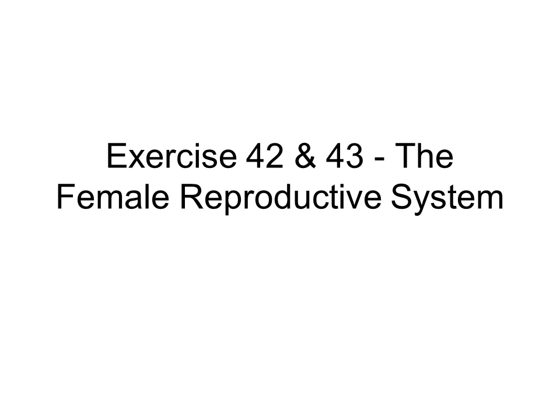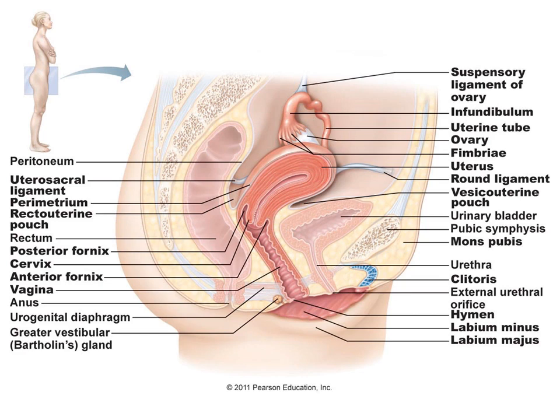This is the female reproductive system. So this is a combination from both exercises 42 and 43. This is the side view of the female internal reproductive organs. And if you notice, in terms of the placement of them, it's kind of right in the middle.